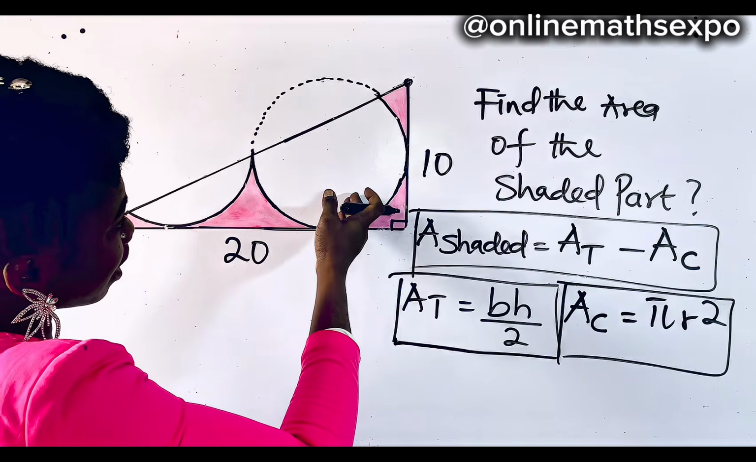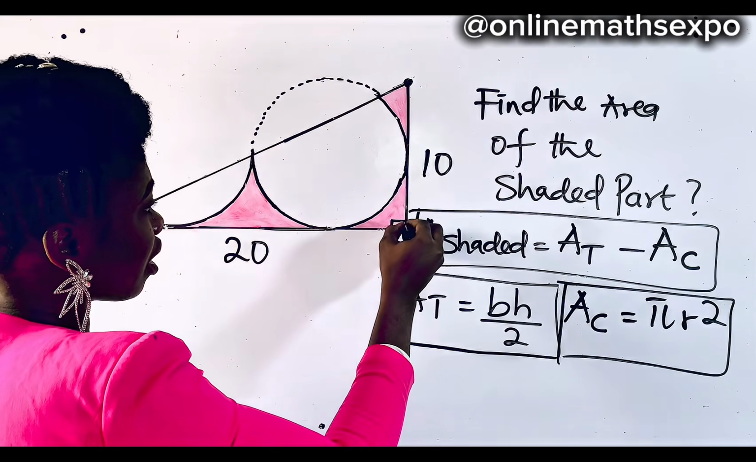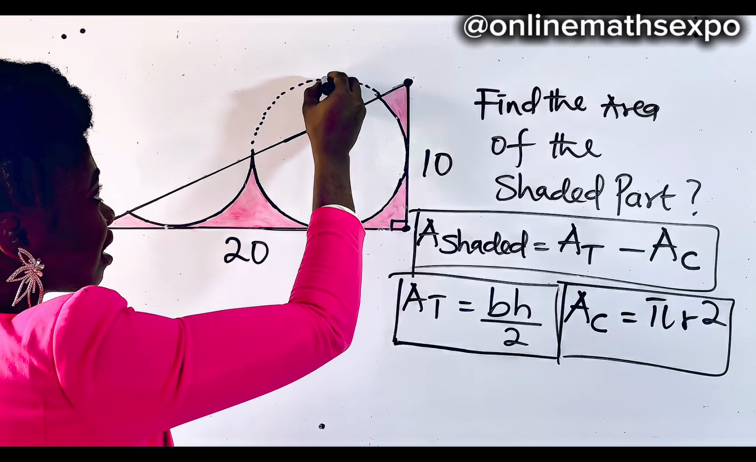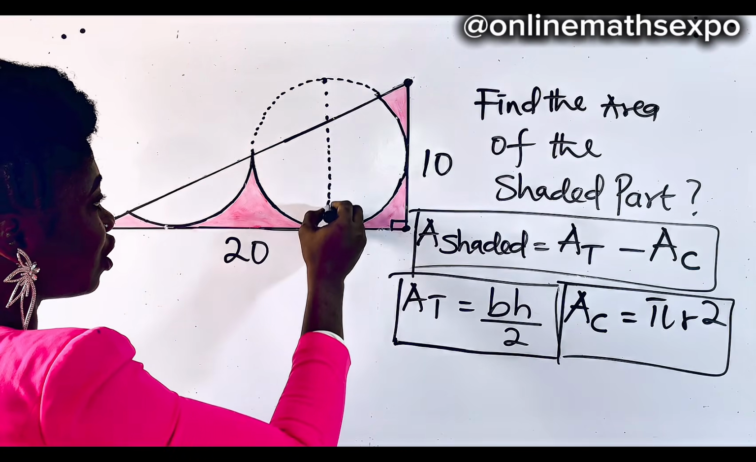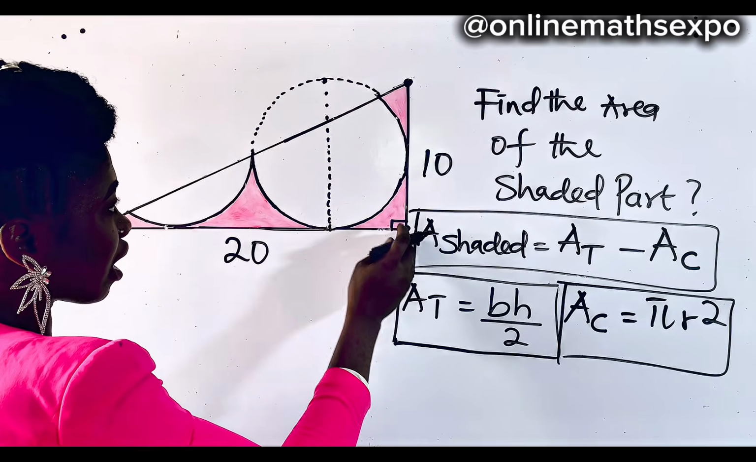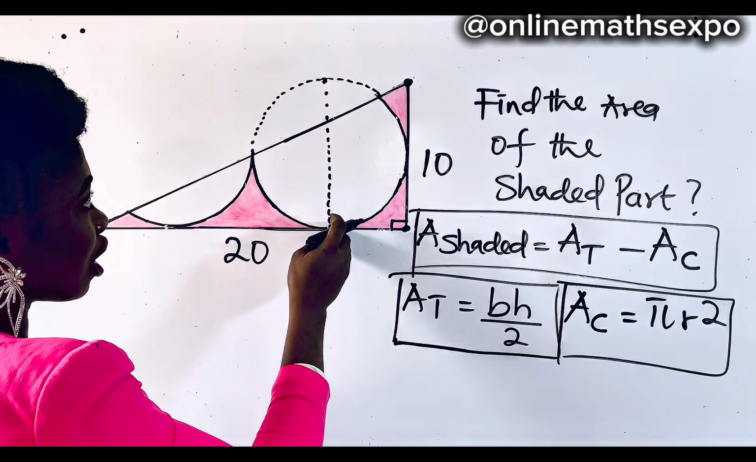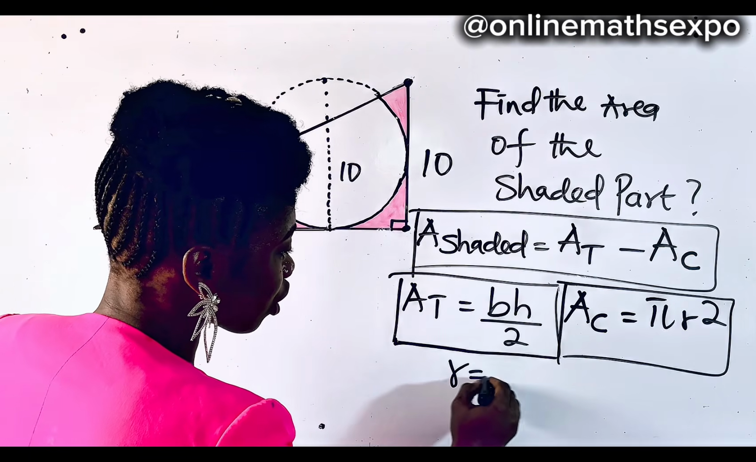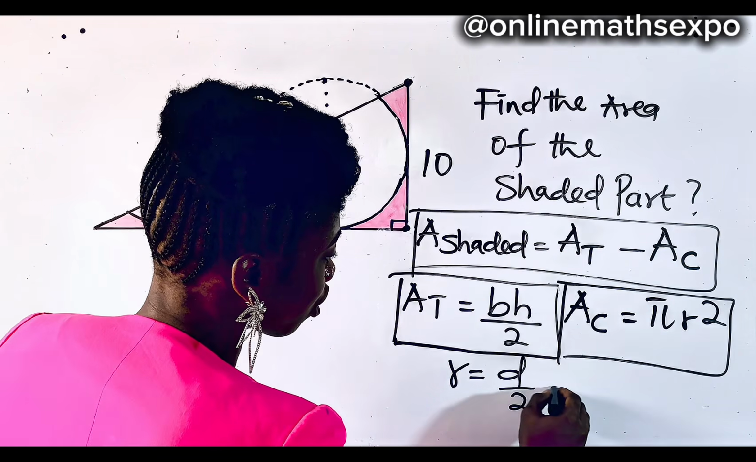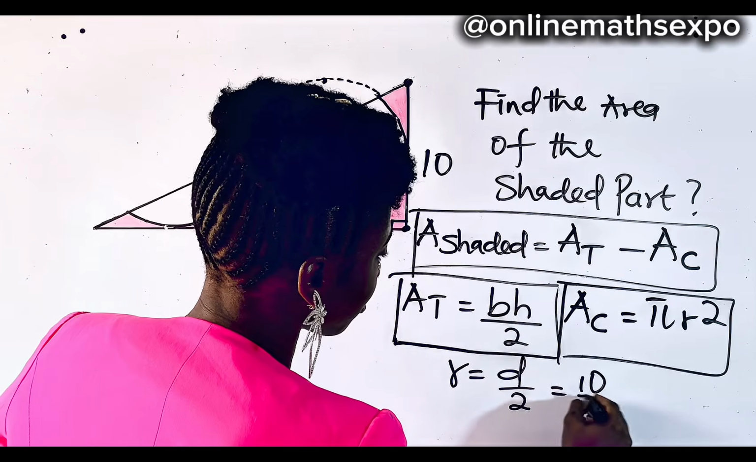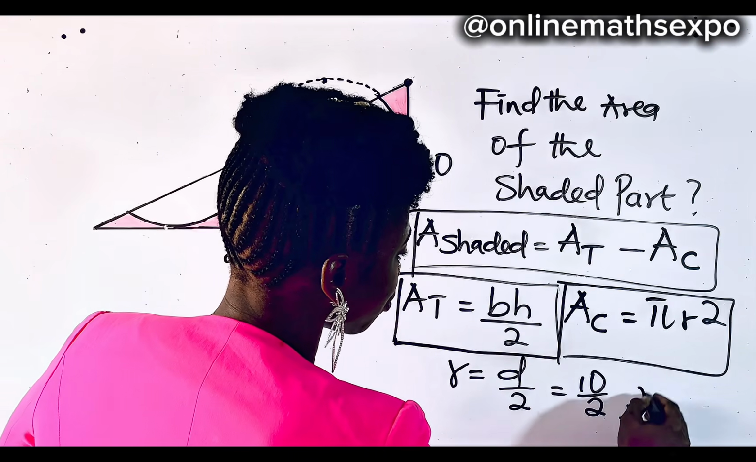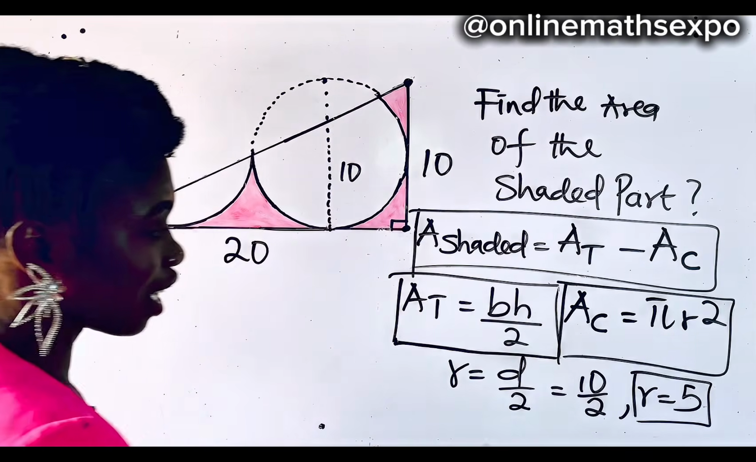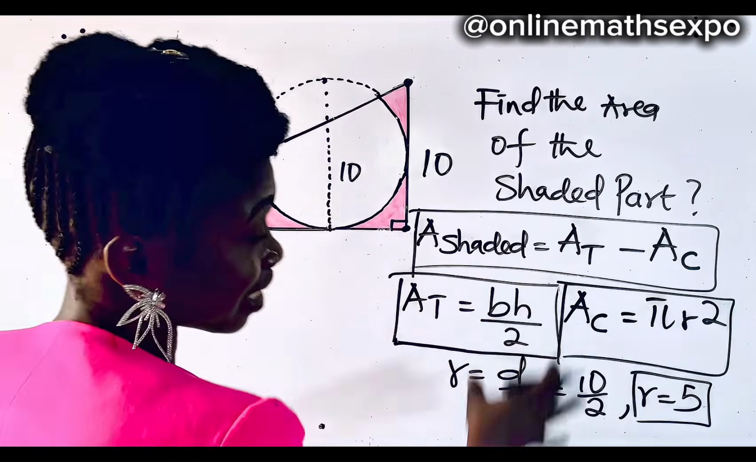Yes, if you go back to this diagram, remember that from here to here measures 10 units. And this length is the same as the diameter of the circle. So if from here to here is 10, automatically from here to here is also 10 units. So if the diameter is known, the radius will be the diameter divided by 2. So it's going to be 10 divided by 2. And when you do that, the radius gives you 5. So since you have gotten enough information, let's plug it in to get the shaded area.